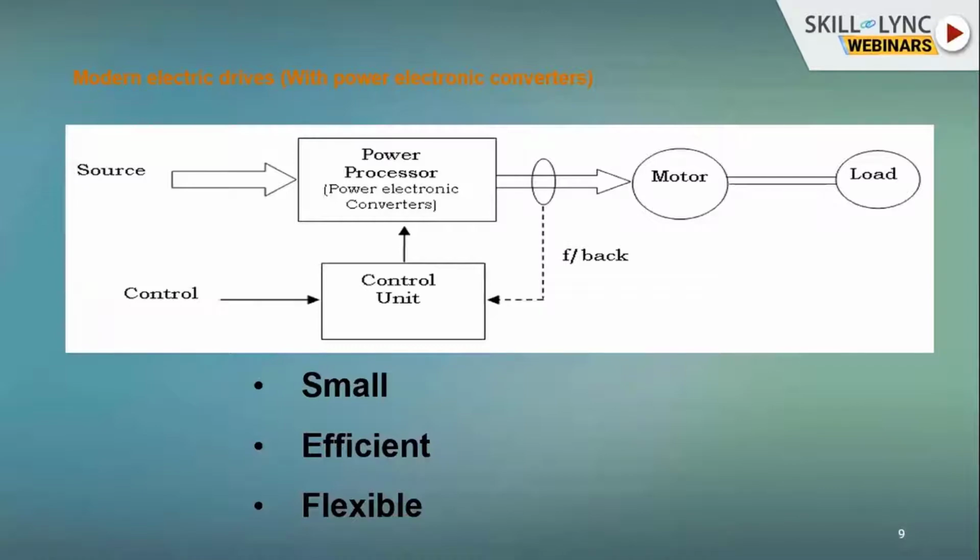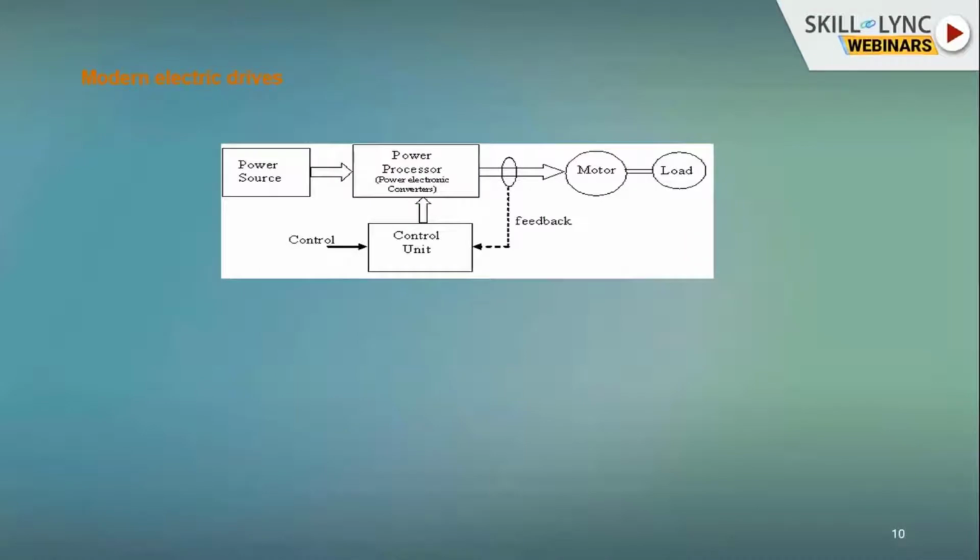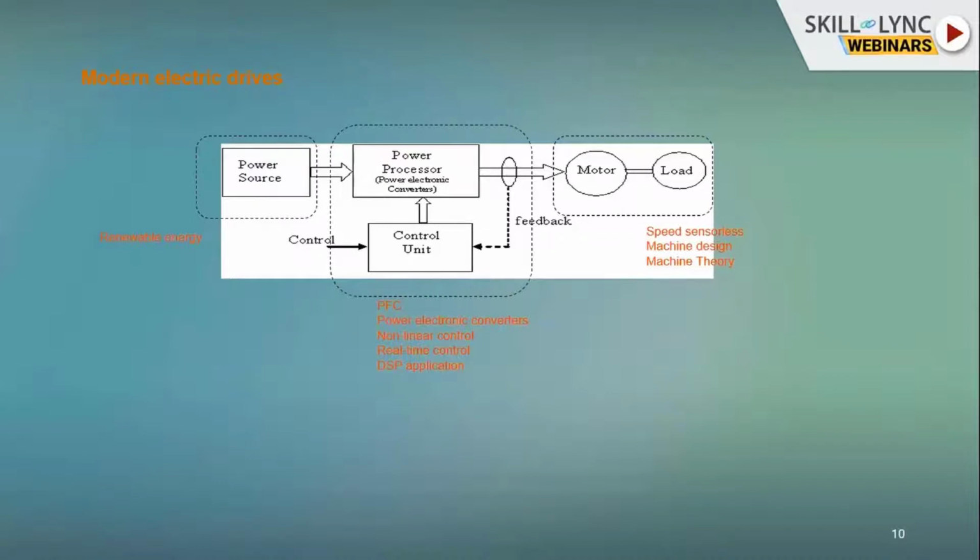If you want to improve these modern electric drives, we can go ahead with changes in the power source. For example, we are considering the electric vehicle, and why are we using the electric vehicle? Because pollution is the main aspect, and the power source coming from the grid is polluting the environment. So that's why you may go ahead with renewable energy sources.